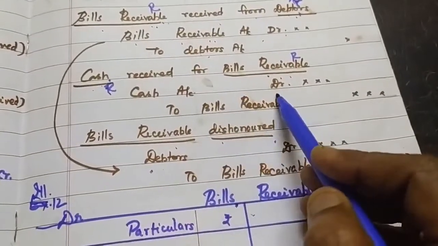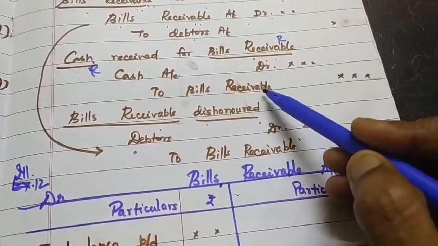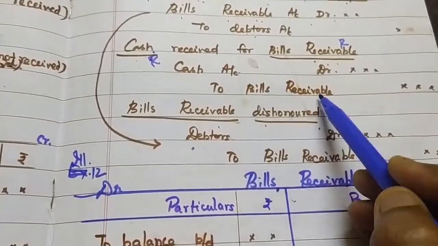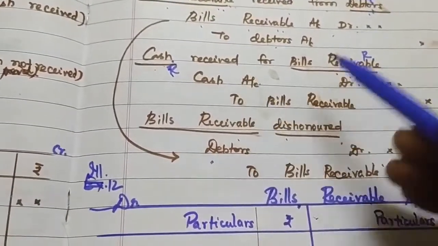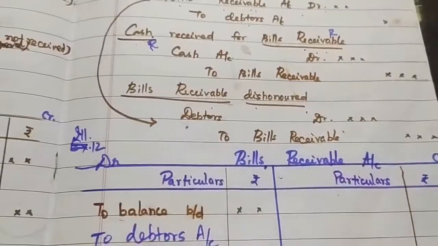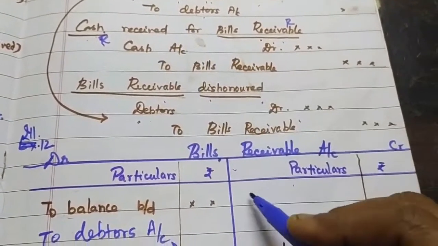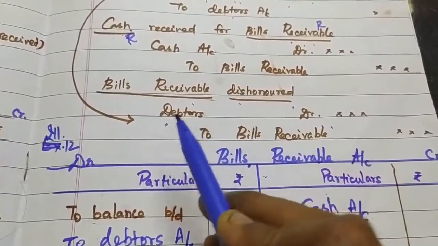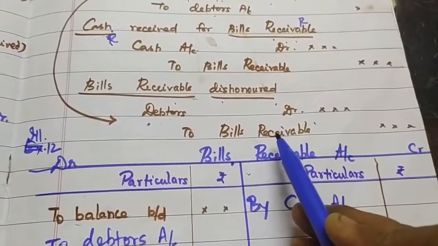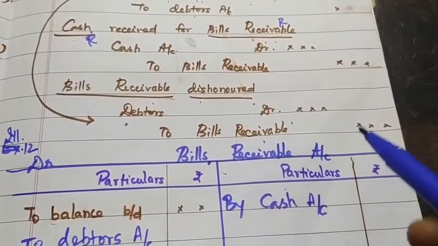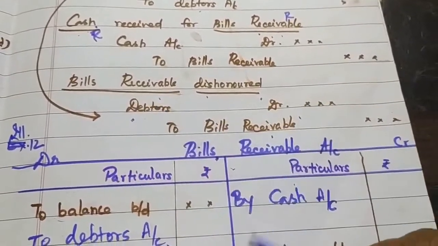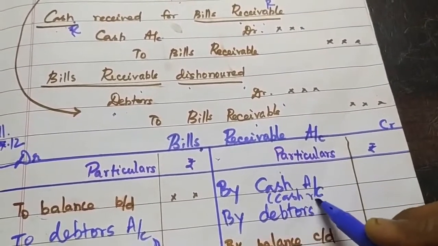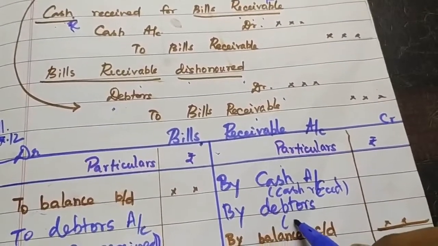And then how to post this journal? Cash account debit to bills receivable. Bills receivable is in credit. So how to write? Keep your hand in the credit side. First see whether it is bills receivable. Forget about the other aspect. Bills receivable is in credit. So keep your hand in the credit side. Write the other aspect. What is the other aspect? Cash. So write by cash account. And bills receivable dishonored, we have written debtors to bills receivable. See bills receivable, where it is, this is debit, this is credit. It is in credit. So keep your hand in the credit side. Write the other aspect. So by debtors. So this is cash received for bills receivable, and this is cash is not received, that is dishonored.